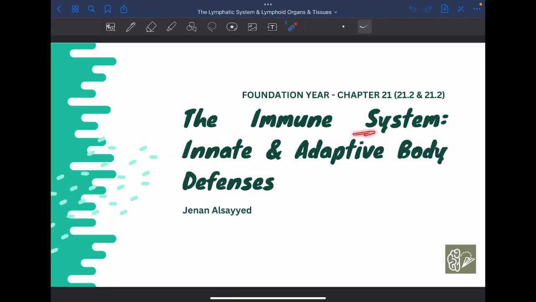Now we're going to be covering the immune system. I'm going to be covering the first two parts, 21.1 and 21.2. And basically this will be covering mainly the innate part of the immune system.